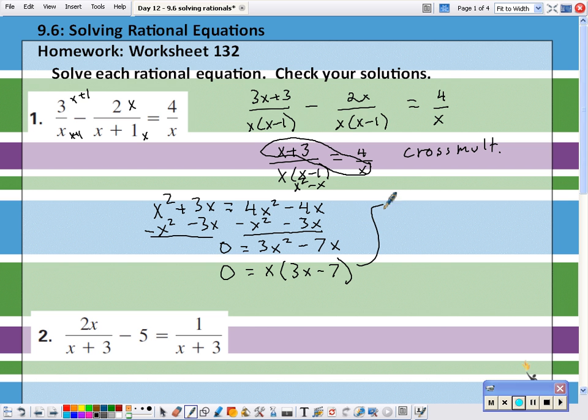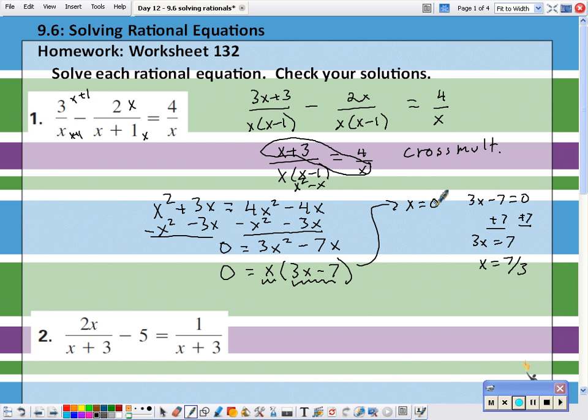I'm going to set each factor equal to 0, so I'm going to have x equals 0, and obviously that's going to be one solution. And then I'm going to have 3x minus 7 equals 0, and that's going to give me x equals 7/3. Now what we need to do is take these two possible solutions and go back and check them in our original equation. Because we are dividing by both x and x plus 1, we have to make sure that our solutions don't result in dividing by 0.